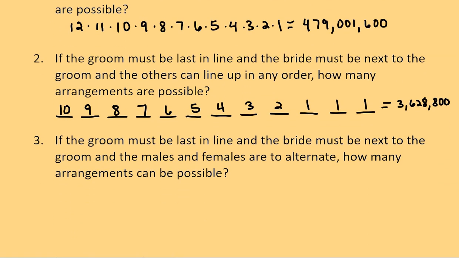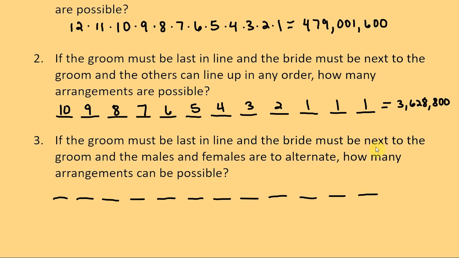If the groom must be last in line and the bride must be next to the groom, and the males and females are to alternate, how many arrangements are possible? Okay, so once again, let's put blanks for the total number of positions. And there's 12, so 1, 2, 3, 4, 5, 6, 7, 8, 9, 10, 11, 12.